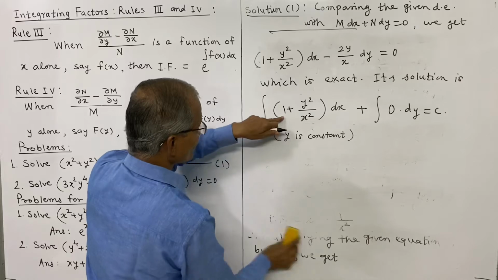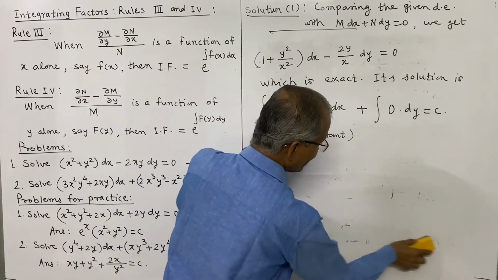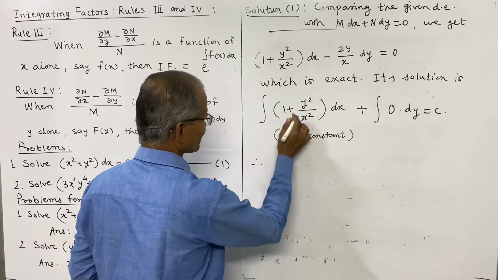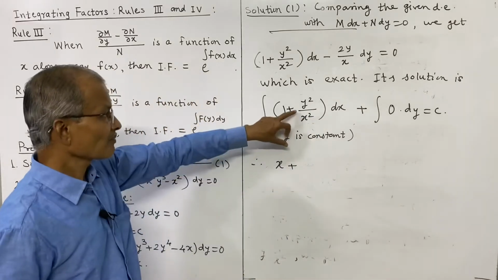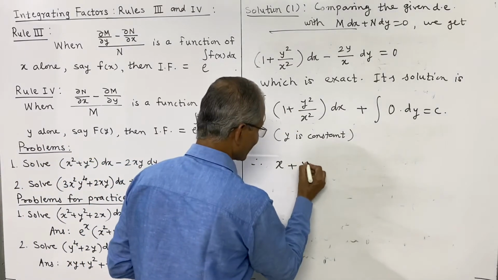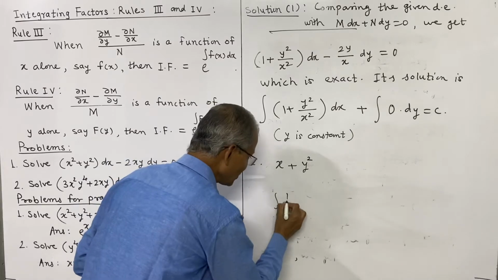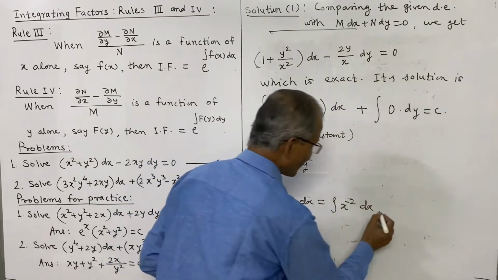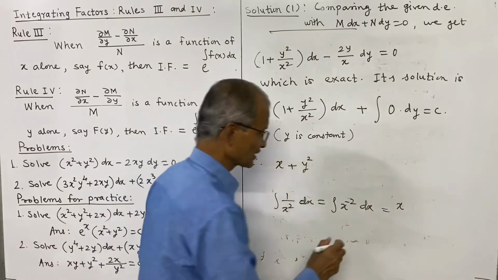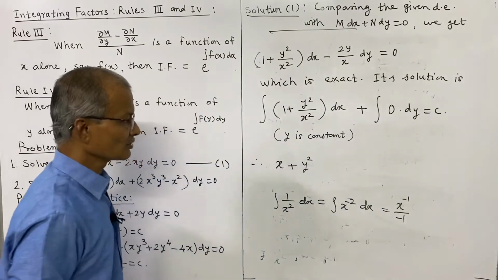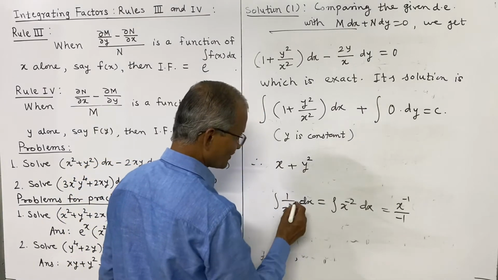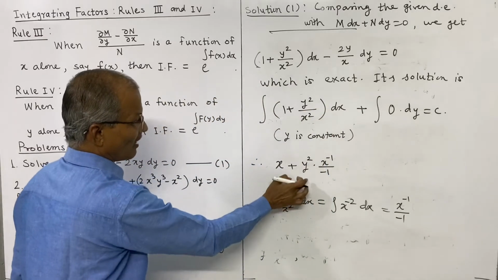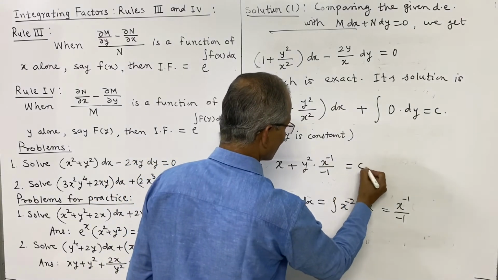Now what is the integration of this with respect to x? Integration of 1 dx is x. So I shall write here x for the first, plus. Now you see, for the second, y square is constant, so I shall write y square as it is. And what is the integration of 1 upon x square dx? It is the integration of x to the power minus 2 dx, and by the power rule it will be x to the power minus 2 plus 1, that is minus 1, divided by minus 1. That is x to the power minus 1 divided by minus 1. The integration of 1 over x square we have written here. And the second integral is 0, and therefore this is equal to c.